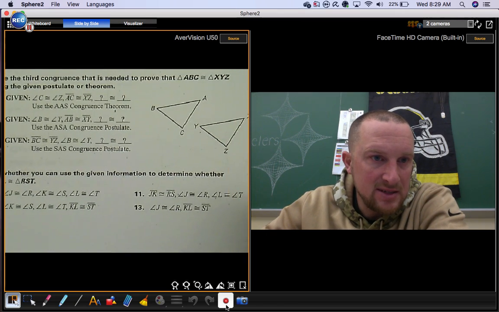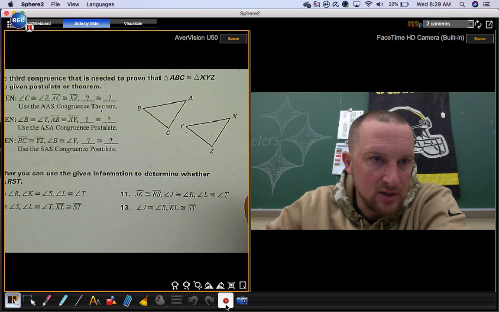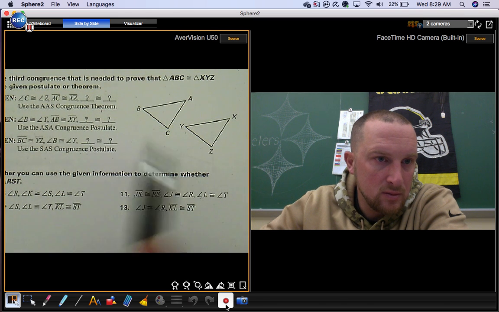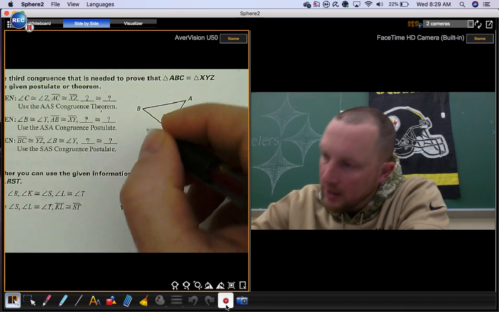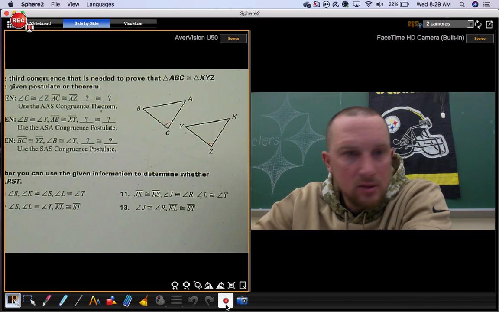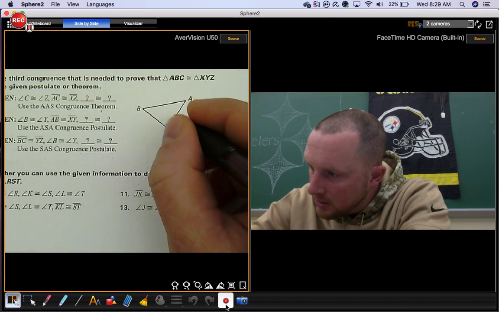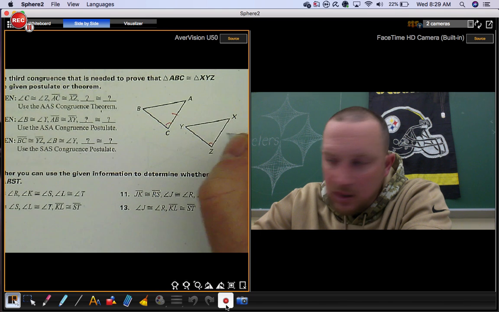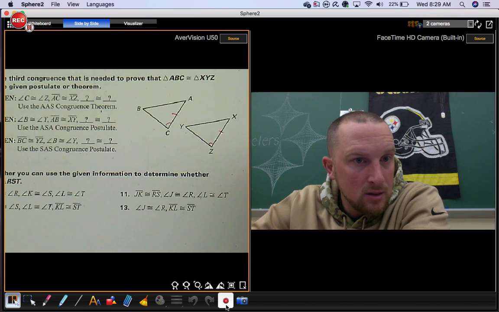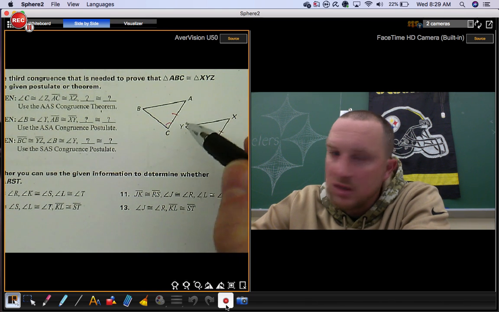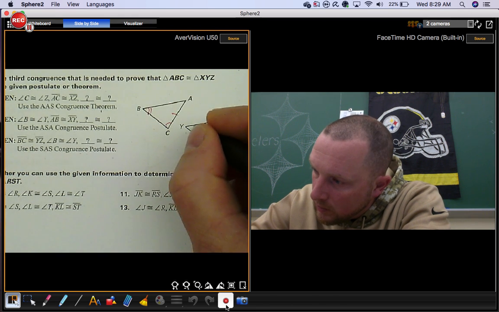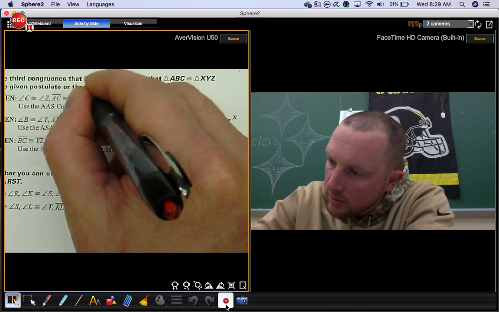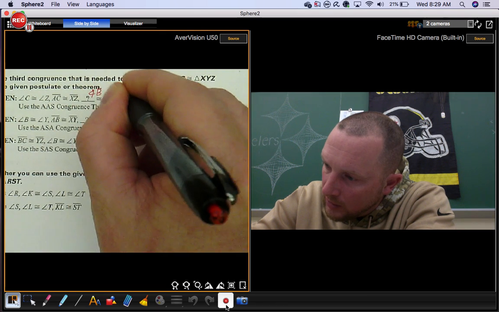Seven, 8, 9, same exact thing. We're just using different triangles. Okay, so maybe we'll do this one in the picture. Angle, angle, side. We got angle C congruent to angle Z. We got segment AC congruent to segment XZ. What else do you need to use angle, angle, side? You need angle B congruent to angle Y.